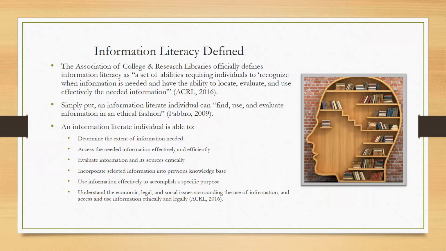They are able to determine the extent of information needed, access the needed information effectively and efficiently, evaluate information and its sources critically, incorporate selected information into one's knowledge base, use information effectively to accomplish a specific purpose, understand the economic, legal, social issues surrounding the use of information, and access and use information ethically and legally. In simpler terms, an information literate individual is someone who can learn through self-direction because they can equip themselves with all skills previously mentioned in order to successfully conduct research.